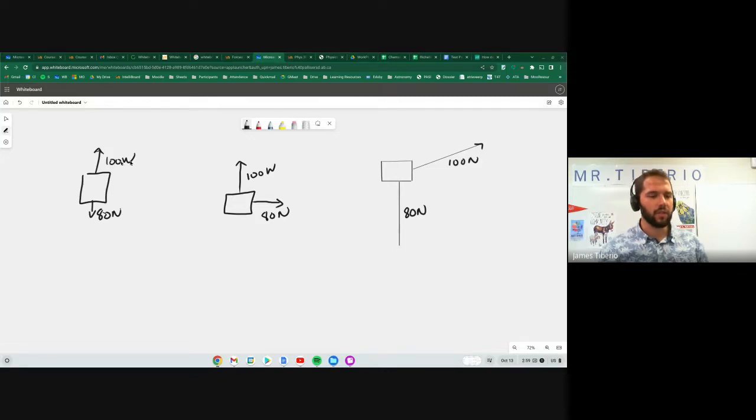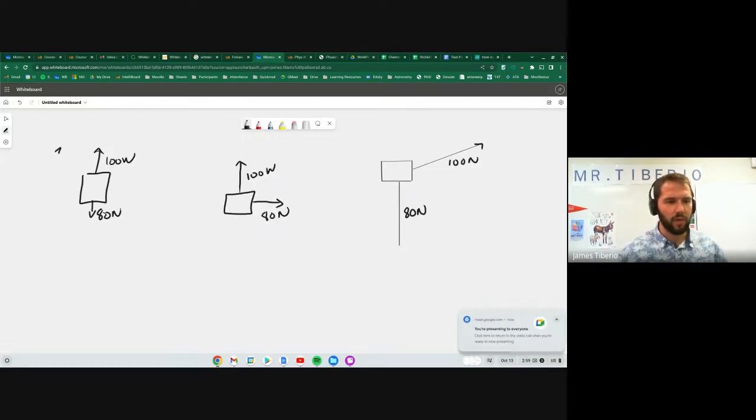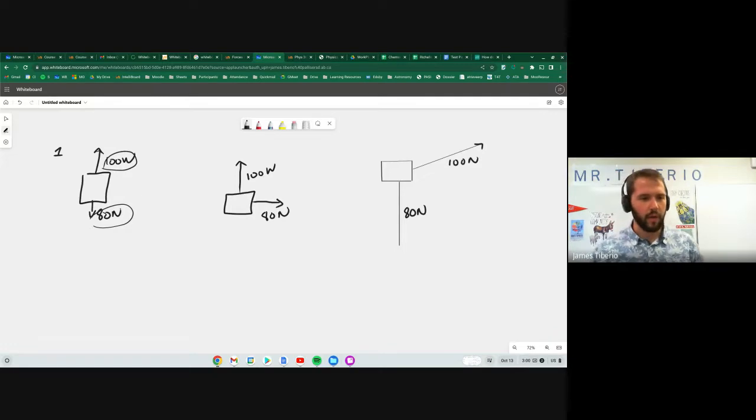And so questions that we would have seen, such as this first box that I have drawn here, where there's 100 newtons pulling up and 80 newtons pulling down, we should be fairly confident right now saying, well, net force equals that big force on top minus the little force on the bottom, and therefore Fnet equals 20 newtons. Done, easy.